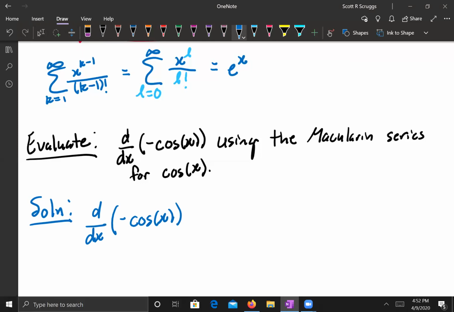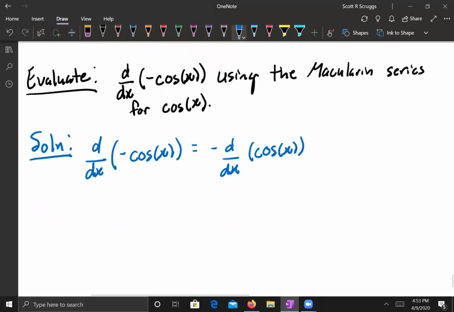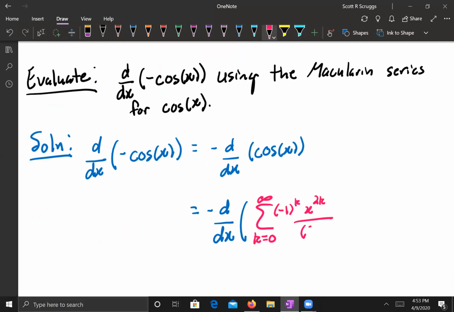So first thing I'm going to do, because I have a constant in that derivative, I'm going to take that constant out before I do anything else. Now using the Maclaurin series for cosine, I have the sum going from k equals 0 to infinity of -1 to the kth power x to the 2k power over 2k factorial.